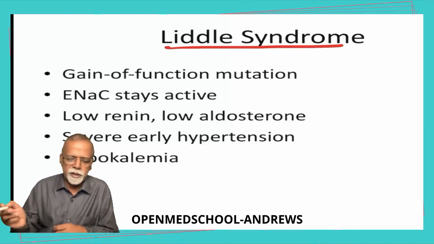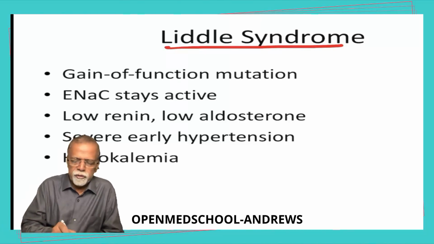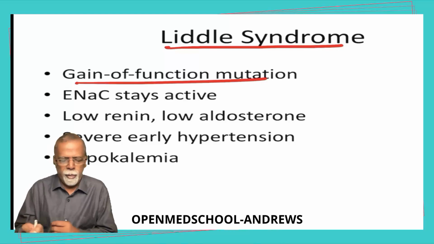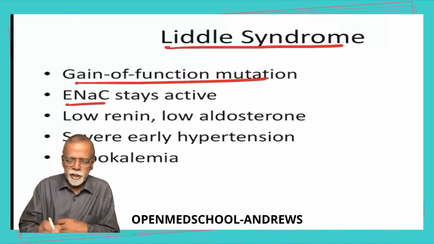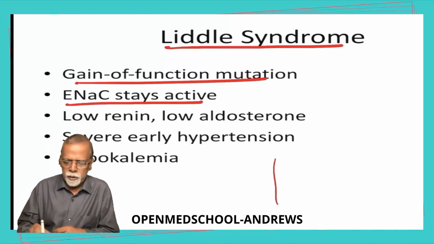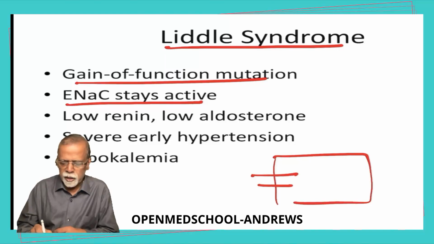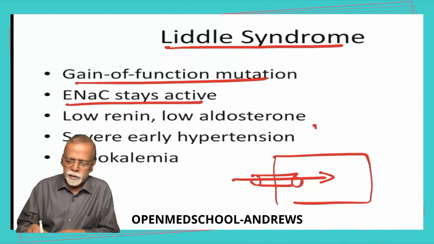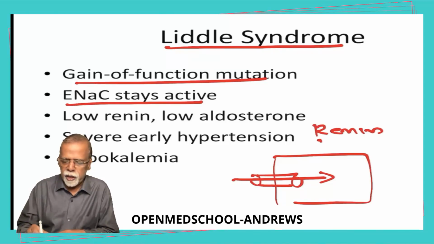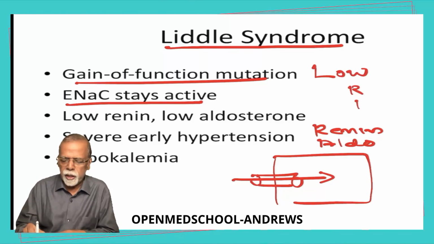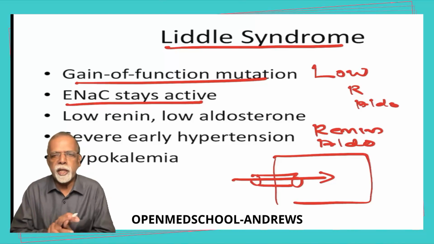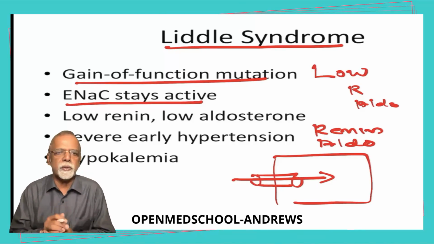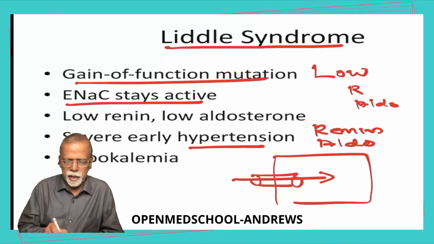Remember one condition, Liddle syndrome. It is a gain of function mutation. The epithelial sodium channel stays active. So the sodium channel remains open for a long time, and the renin is low, without aldosterone. So you can remember Liddle is low in renin, low in aldosterone. So hyporeninemic, hypoaldosteronism, Liddle syndrome: severe hypertension and hypokalemia.